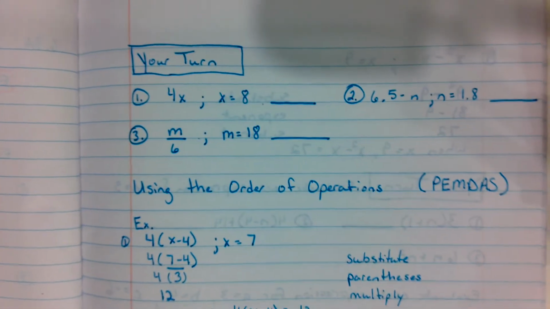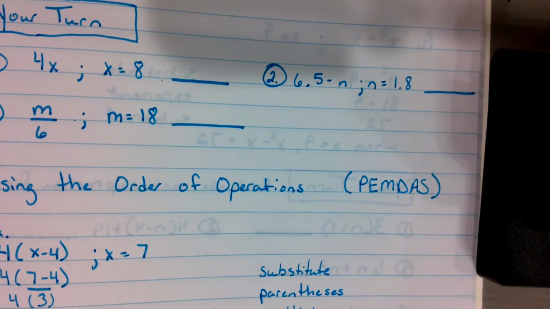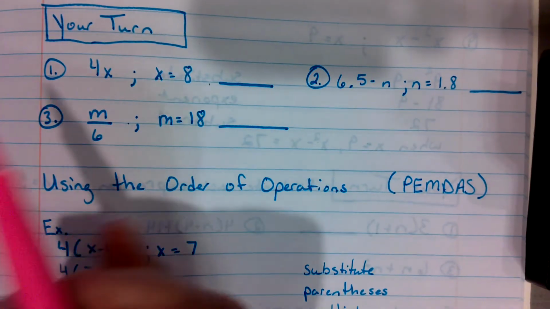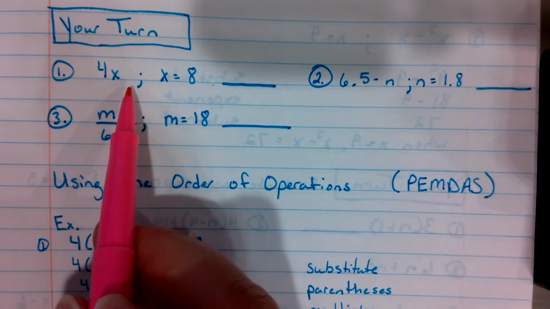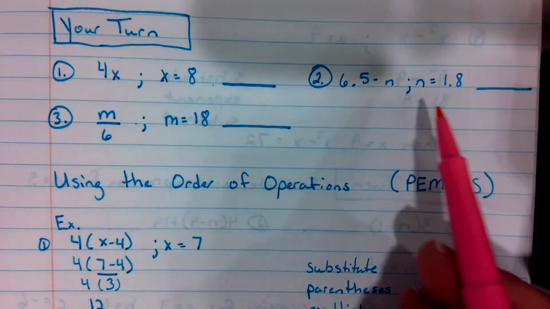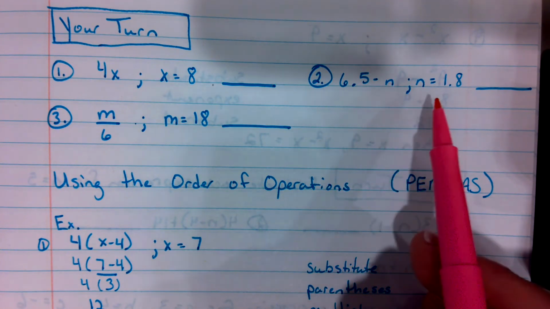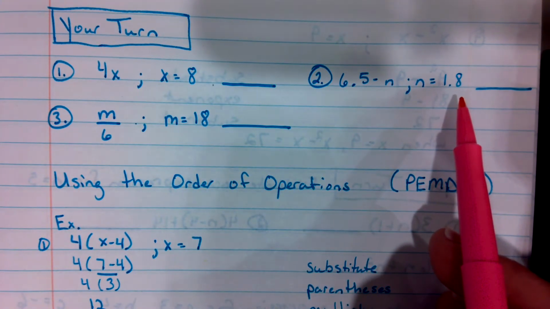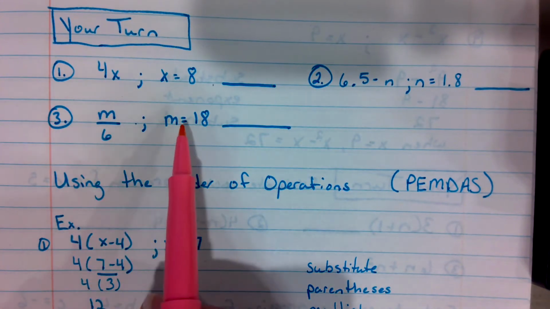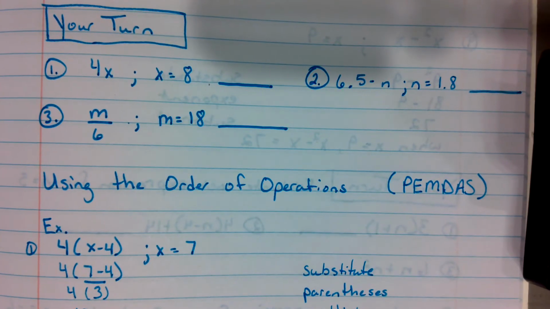All right, your turn. For 4x when x is equal to 8. 6.5 minus n when n is equal to 1.8. M divided by 6 when m equals 18. All right, I want you to work those out. Give me your answers.